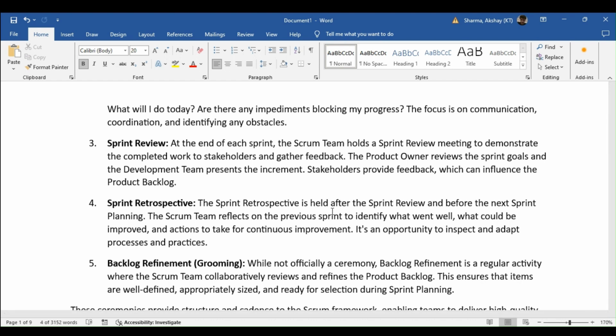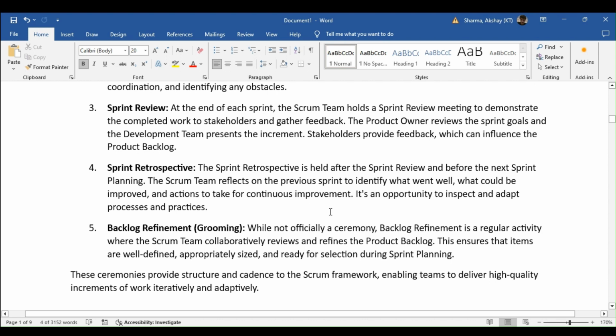It means, is there any issue or challenge, impediments meaning issues, challenges, etc., which are blocking my progress in order to achieve whatever goal is defined for that particular person. The focus is on communication, collaboration, coordination, and identifying any obstacles.